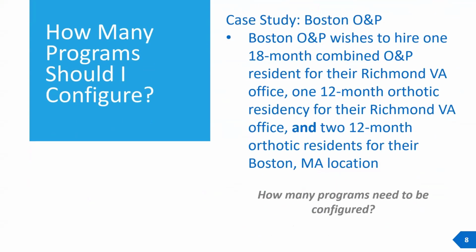Now, I want to do a quick case study because the question I get asked a lot is, how many programs should I configure? So Boston O&P wishes to hire one 18-month combined O&P resident for their Richmond office, and also one 12-month orthotic resident for their Richmond office as well. They also want to hire 2 12-month orthotic residents for their primary Boston, Massachusetts location. So how many programs need to be configured? Because it looks like they're going to hire 4 residents between 2 different cities, but there's some variations in the programs. Let's talk about what the answer is.